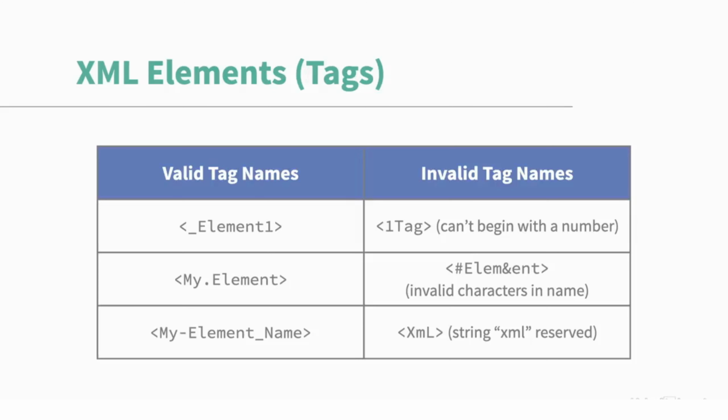Here are some examples of invalid tag names. So for example, you can't begin a tag with a number. You can't have invalid characters in a name like the hash symbol and an ampersand. And of course, you can't use the letters XML even in different cases, right? Those are reserved. So XML elements must have valid names in order to be processed correctly.